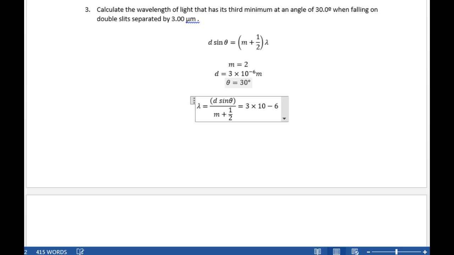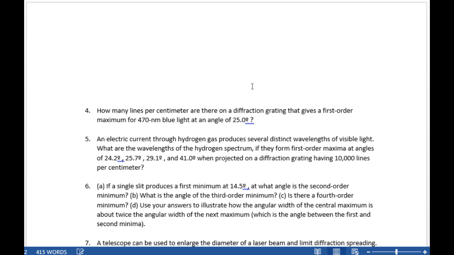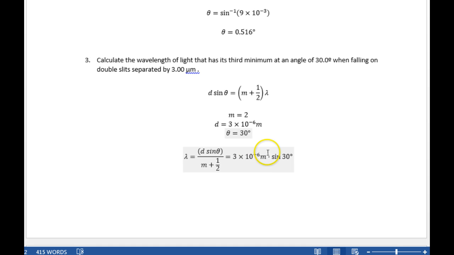And so this is 3 times 10 to the -6 meters times sine of 30 degrees, all divided by, we've got m equals 2, so 2.5, right?